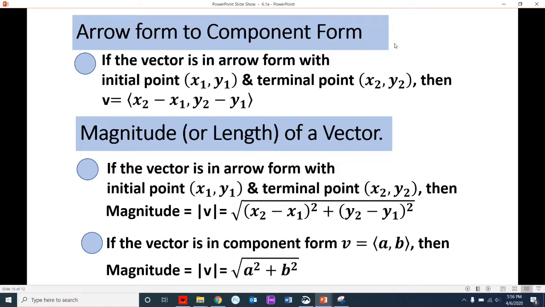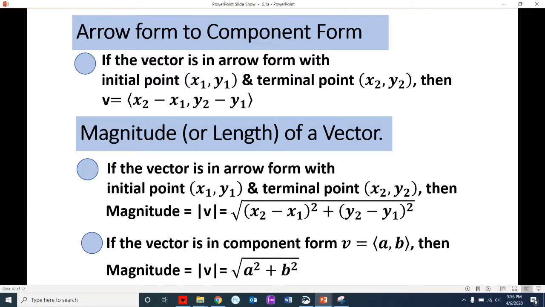Here are a few more formulas. The first formula is just to formalize what we did in example 1. X sub 2 minus x sub 1, comma y sub 2 minus y sub 1 changes a vector that's in arrow form into component form.